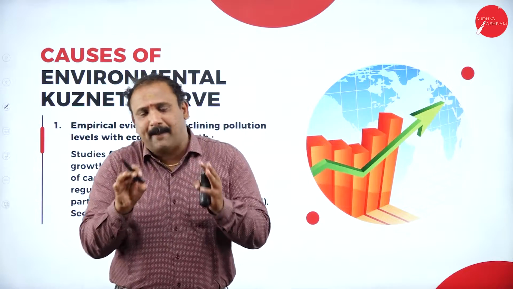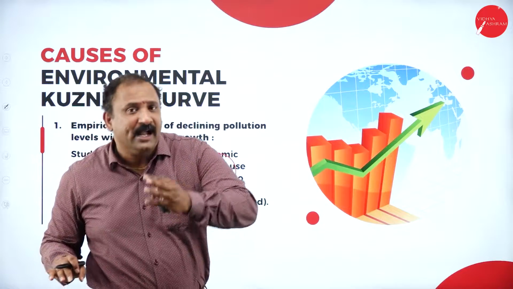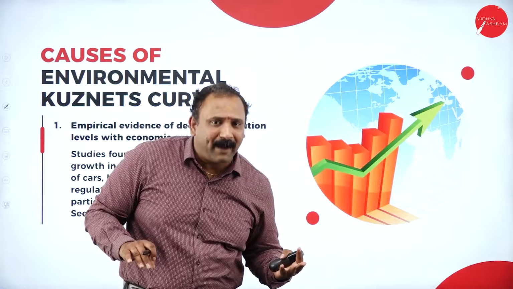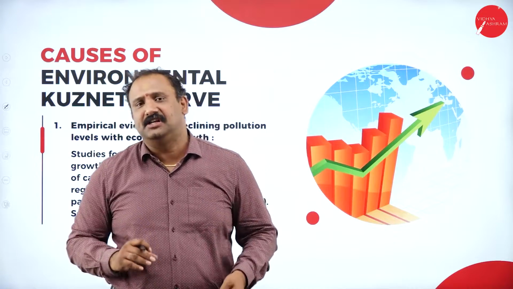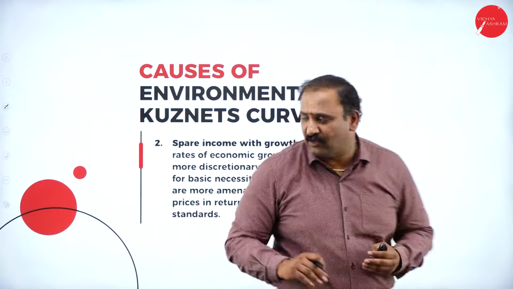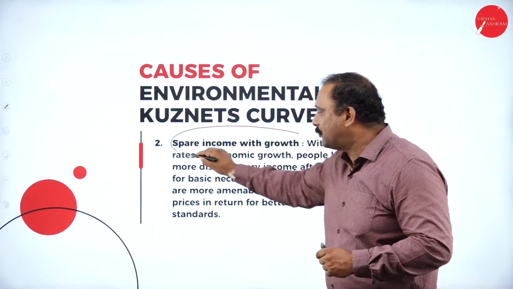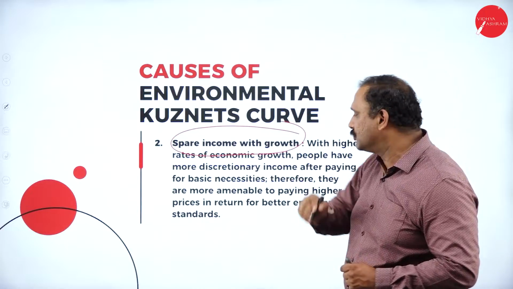So slowly what happened is that on one side they were able to justify their economic growth, and on the other side they were able to come back and say they had concern for the environment. Followed by, when we talk about the next level of this Kuznets curve, spare income with growth. Now, this is a very, very important point which I would like to talk about.